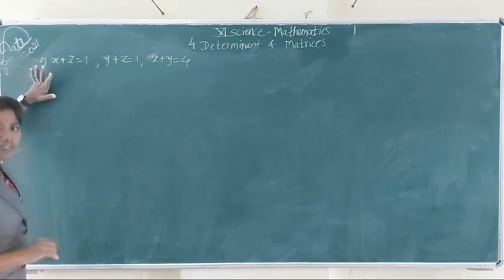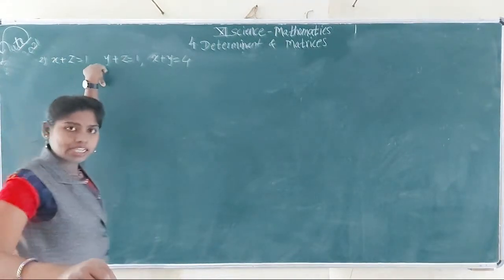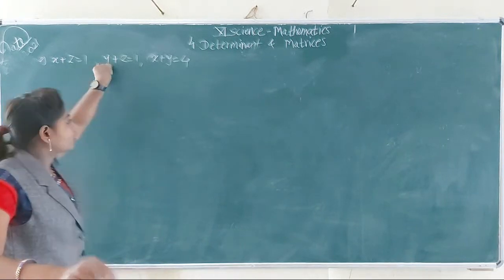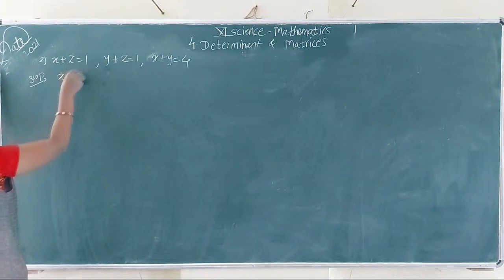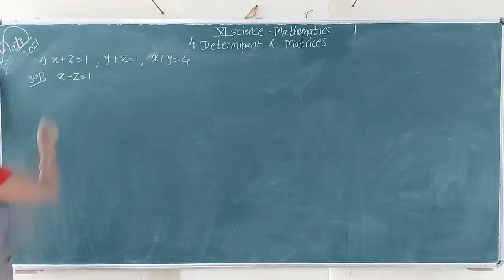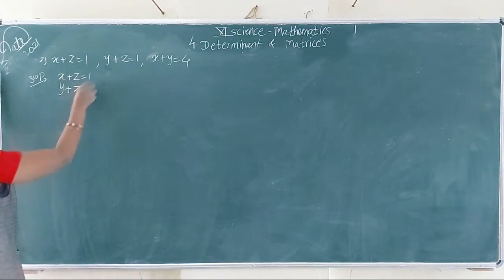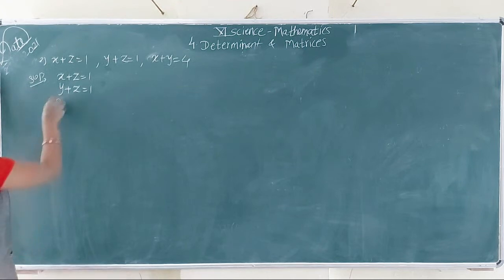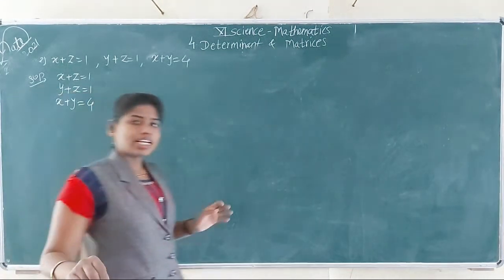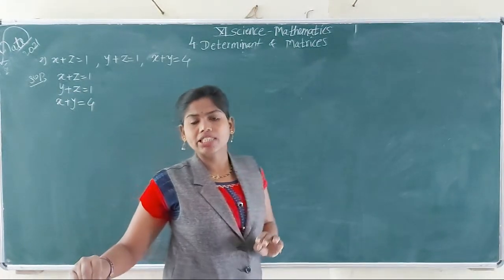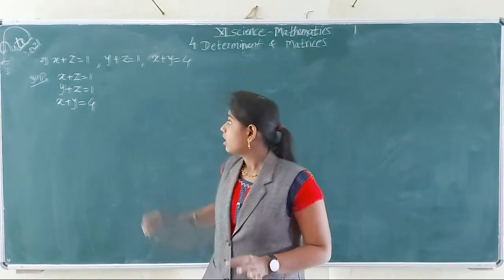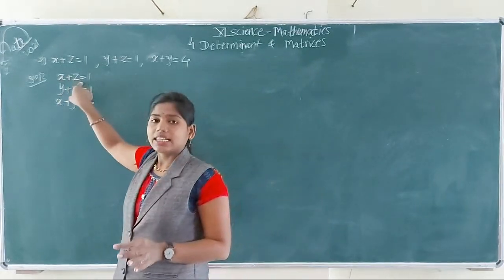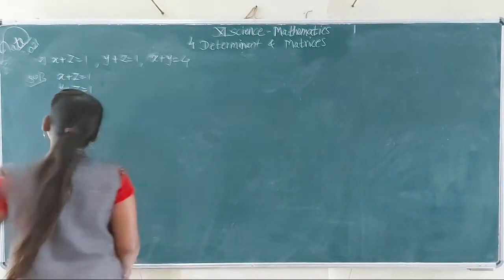Therefore, first write the given linear equations. First, write down the linear equations. So first is x plus z is equal to 1. Second equation is y plus z is equal to 1. And third one is x plus y is equal to 4. Then next we have to find the values of x, y, z. Now you will notice why I took it this way: only two variables are given in each, x plus z is equal to 1.